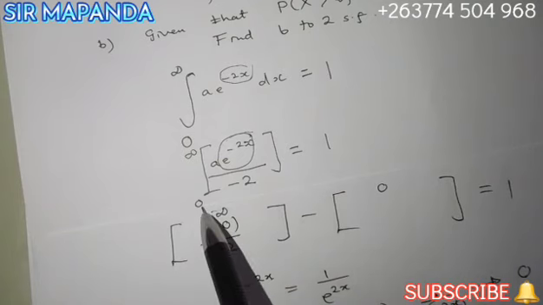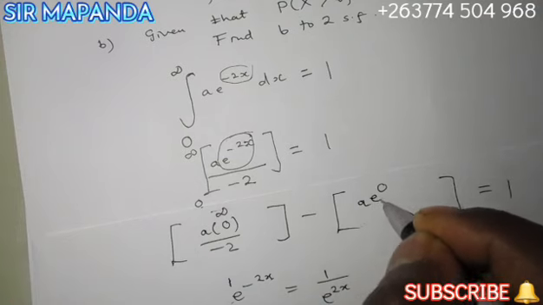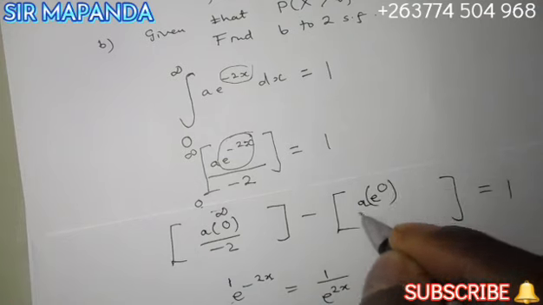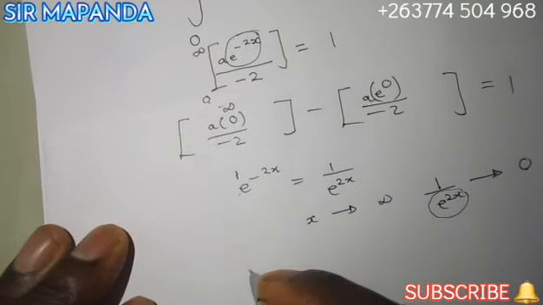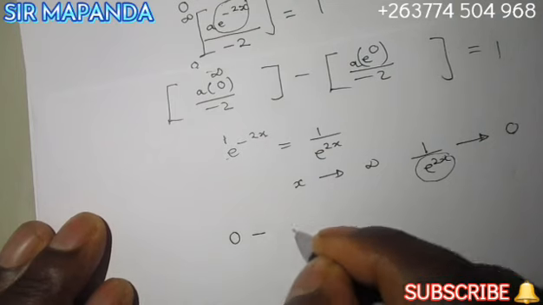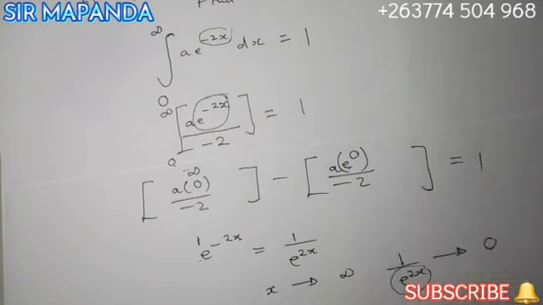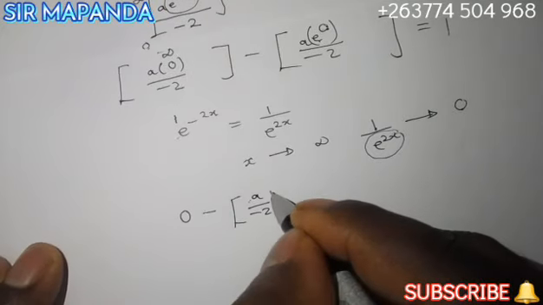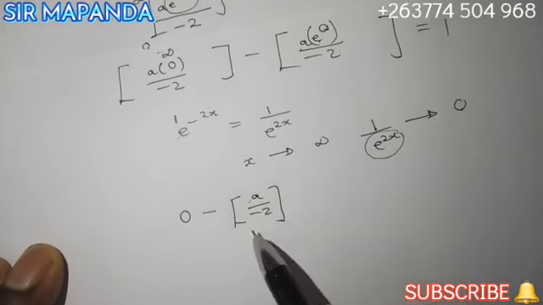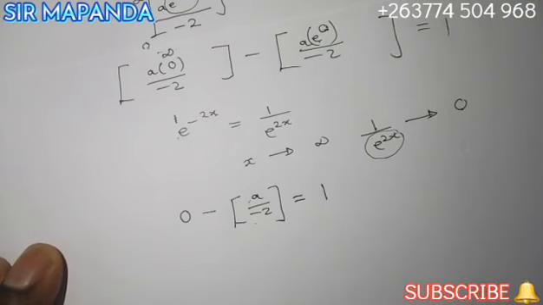Then you are now substituting 0 on x. You get a e to the power of 0 divided by minus 2. I hope you are following. So we now have 0 in the first big bracket, minus any number raised to the power of 0, which is 1. So you now have a times 1, which is a, divided by minus 2, then equated to 1. I hope you are following, class.